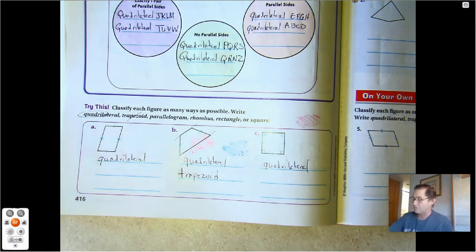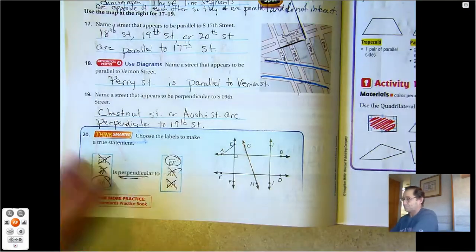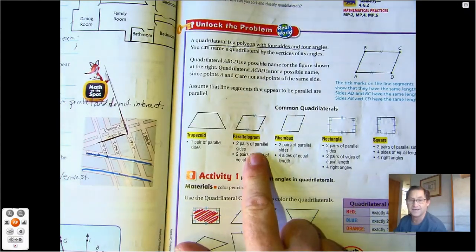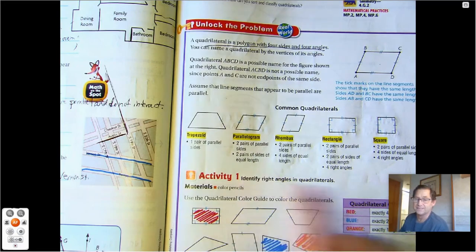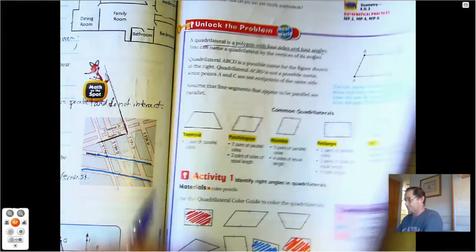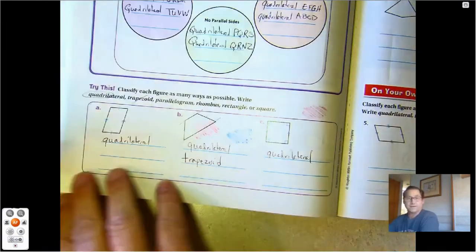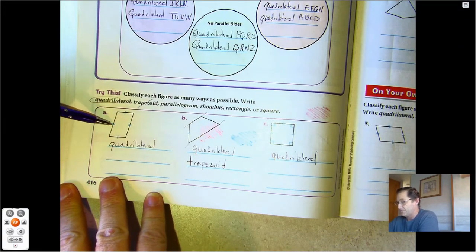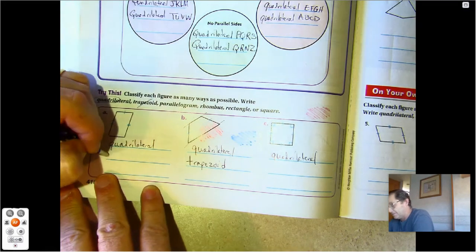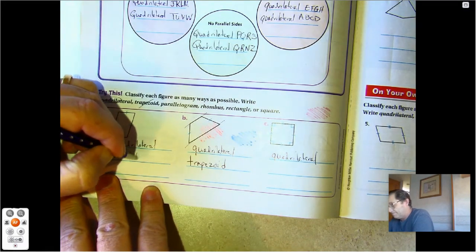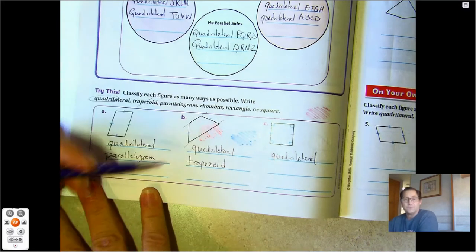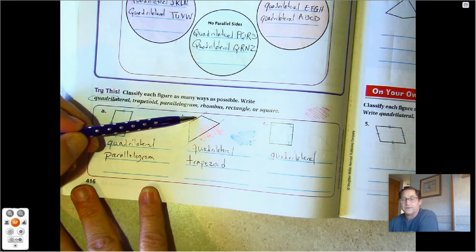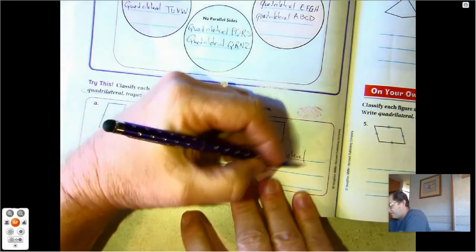Parallelogram. What's a parallelogram? Let's go back and look. Parallelogram: two pairs of parallel sides and two pairs of sides of equal length. Okay, so this and this are equal to each other, and this is equal to each other, and it has two pairs of parallel sides. So this is a parallelogram. B is not a parallelogram because it only has one pair of parallel sides. C is a parallelogram.